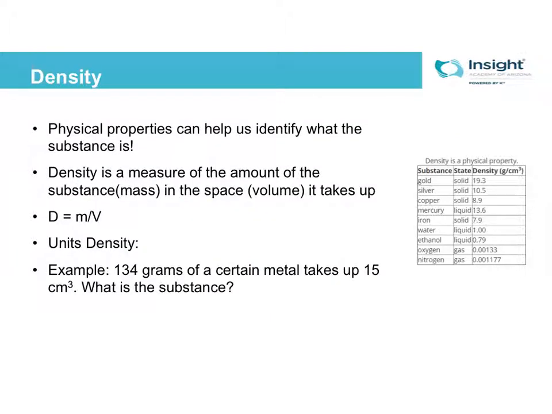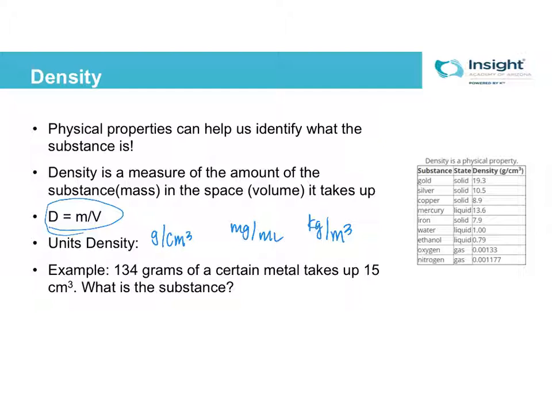So, density is the measure of the amount of mass in the space taken up by a substance. All right, so you calculate density by taking its mass and dividing by its volume. All right, so your units for density are going to be something like grams per centimeter cubed, or milligrams per milliliter, or kilograms per meter cubed, something like that.